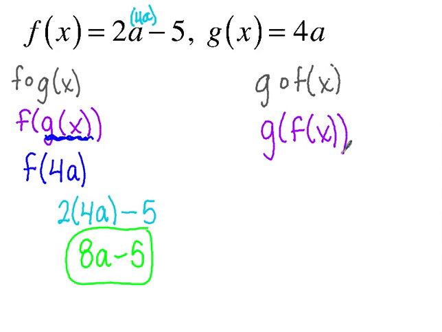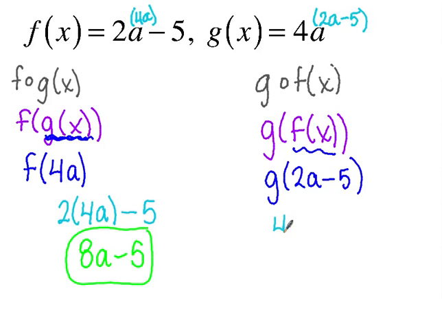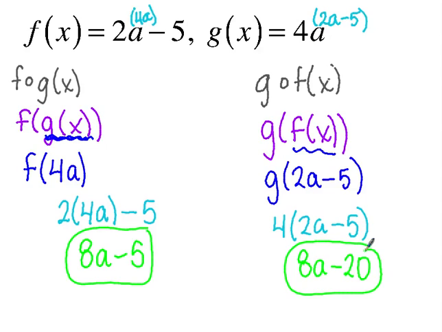So very first step is to replace f of x. I know I really have g of 2a minus 5. Now what I'm going to do with the 2a minus 5 is plug it right in here for a. So I end up having 4 times 2a minus 5, which when I distribute the 4, I get 8a minus 20. So you've got to distribute that 4 to each. You don't put the a in there because that's with the other term.